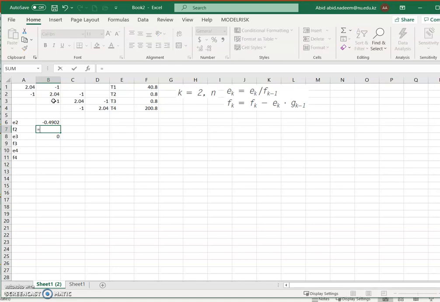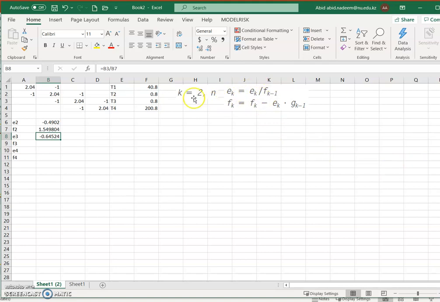F2 is from here. F2 is equal to F2 here, minus E2, which is here, this recursive value, times G1. G1 is here. So it will be 1.54. And now E3 will be equal to E3, which is here, divided by F2. F2 is here. So it will be -6.645. Remember that these are recursive relationships, so we will be using the latest values of E and F from these previous values.